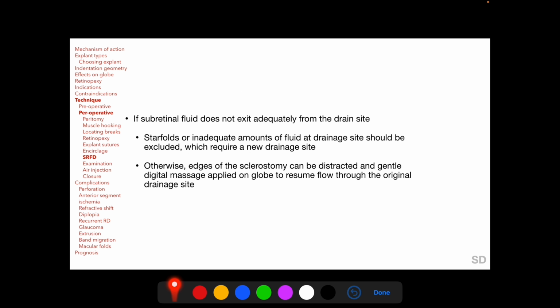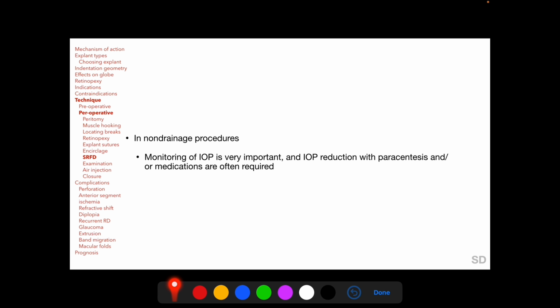If subretinal fluid does not exit adequately from the drain site during SRFD, star folds in the retina or inadequate amounts of subretinal fluid at the drainage site should be excluded, which require a new drainage site. Otherwise, edges of the original sclerostomy can be distracted and gentle digital massage applied on the globe to resume flow through the original drainage site. And in non-drainage procedures, monitoring of intraocular pressure is very important, and intraocular pressure reduction with paracentesis and/or medications are often required.